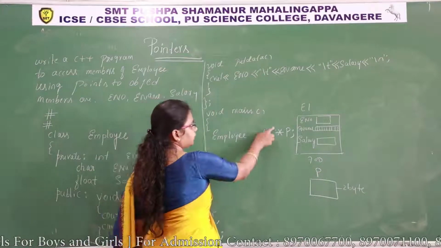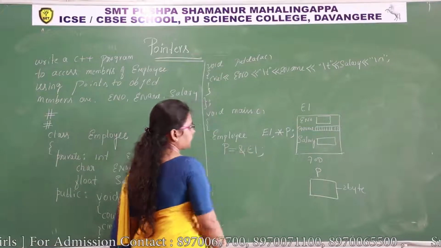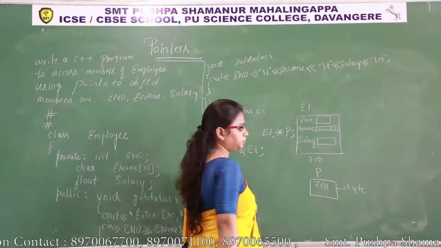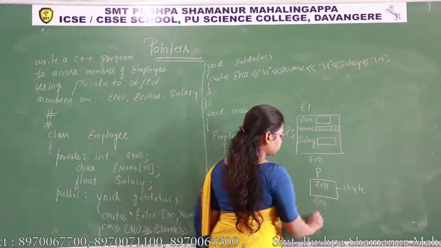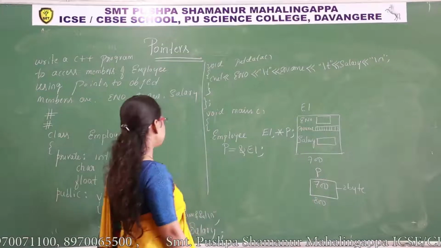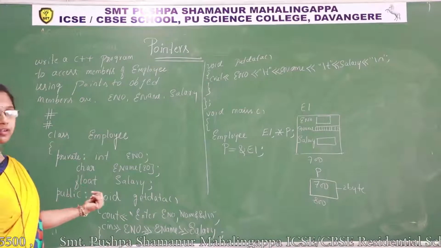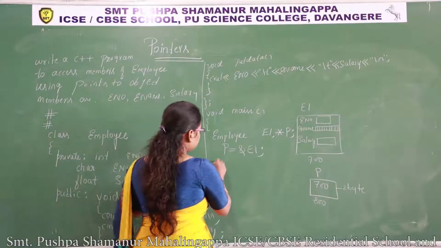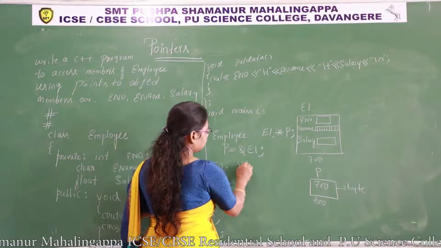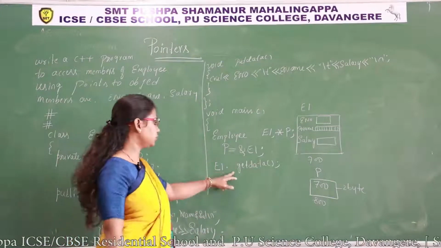Now when you write this statement, this is what happens in the RAM. Now we have to assign the address of E1 to P. P is equal to ampersand E1. Now what is the address of E1? 700. 700 will be stored in P. It also has some address of its own. Now using this pointer, I have to access the members of the class. What are the members? getdata, putdata, the member functions. Usually how to call a member function? E1 dot getdata, no? E1 dot getdata. This is the normal way of accessing a member function.